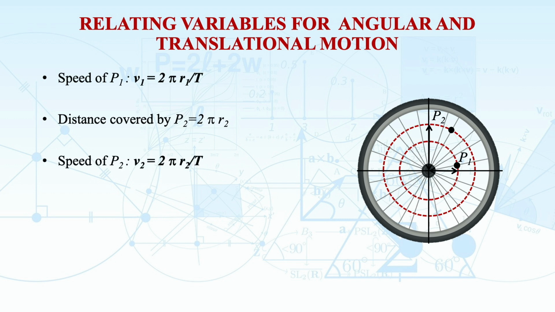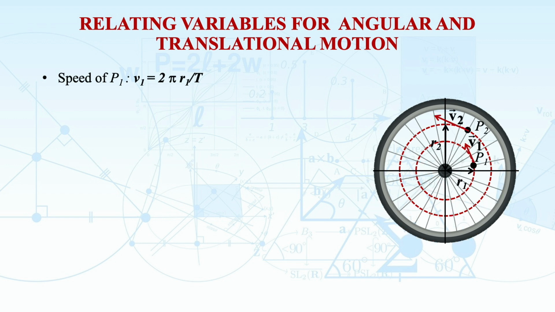Similarly, we can write the speed of P2 as 2 pi R2 upon T. 2 pi R2 is the circumference of the circle in which P2 is moving. That has a radius R2, and so the distance covered by P2 in one revolution is 2 pi R2. The time taken once again is just T, so the translational velocity is nothing but 2 pi R2 by T. So, as I said, V1 is 2 pi R1 by T and V2 is 2 pi R2 by T.